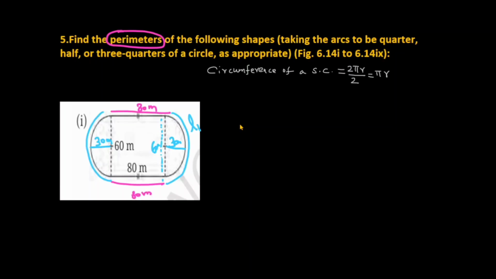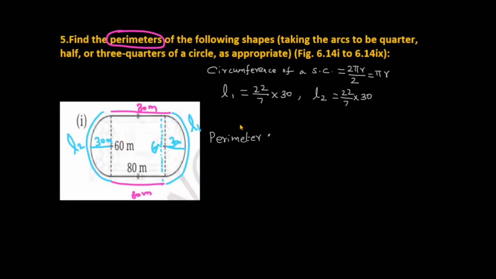arc 1, L1 and L2. L1 is equal to 22 by 7 into radius 30. Then L2 also 22 by 7 into radius 30. Both are the same. Now to find the perimeter of the shape.